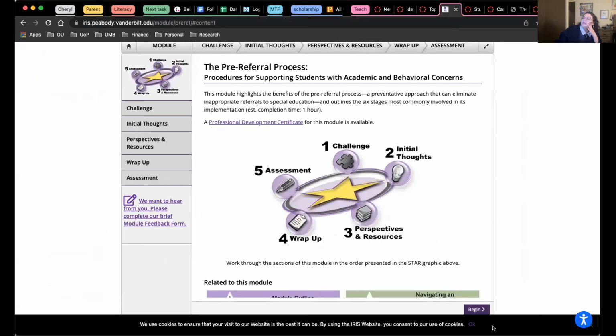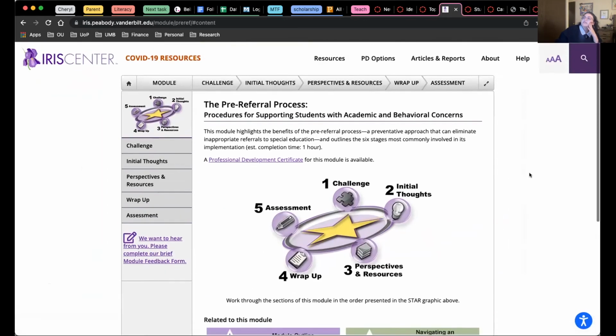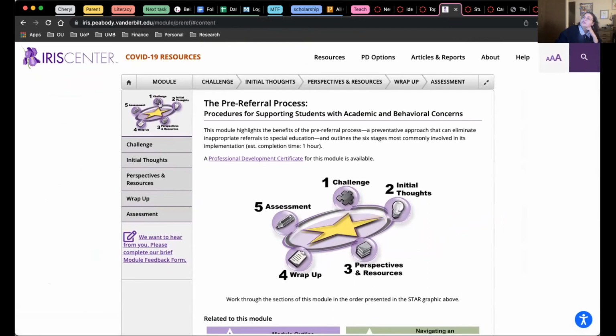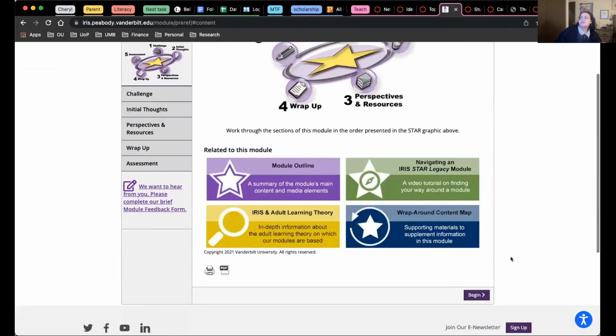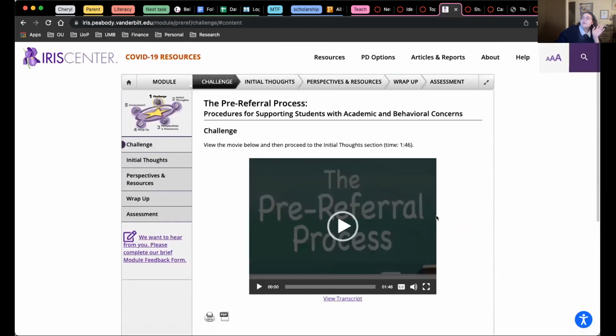Okay, when you click that button on the IRIS modules, it takes you to the module page. The pre-referral process for students with academic and behavioral concerns. So basically what we've talked about, you can also, once you complete this, do a professional development certificate, which I think is wonderful. You can add that kind of stuff to your resume. I'm happy to help you all.